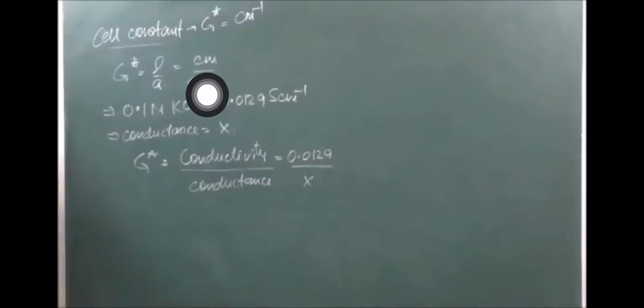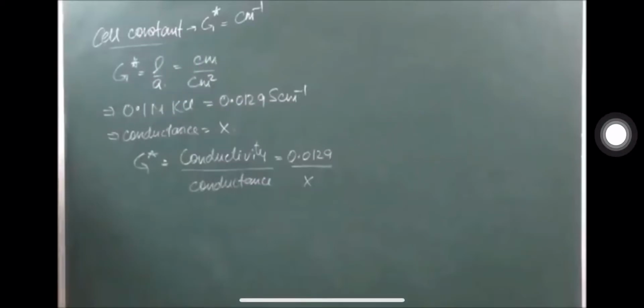The unit of length is centimeter and the unit of A is centimeter square. So the unit of G star will become centimeter inverse. As I told you, every solution has its own cell constant, that is G star. If we take 0.1 molar KCl, that is potassium chloride, then its conductivity is 0.0129 Siemens per centimeter. Siemens per centimeter is the unit of conductivity.